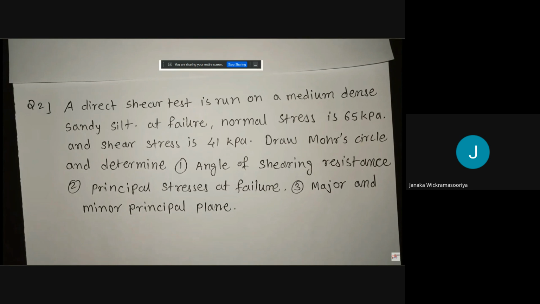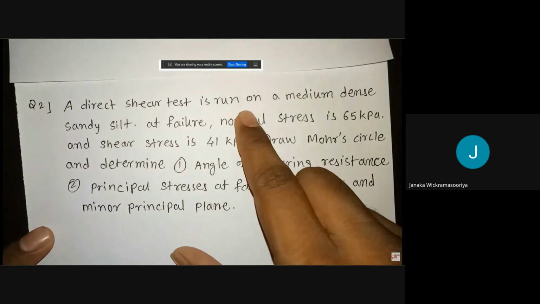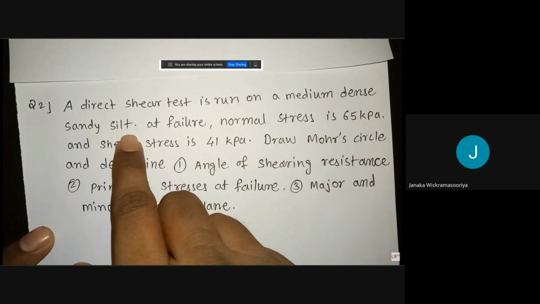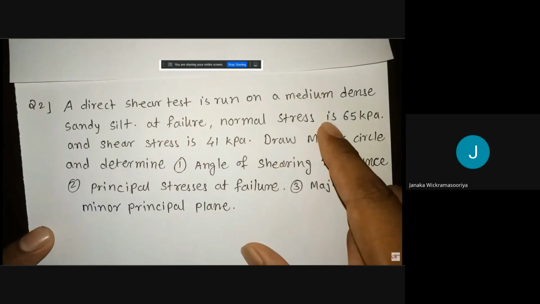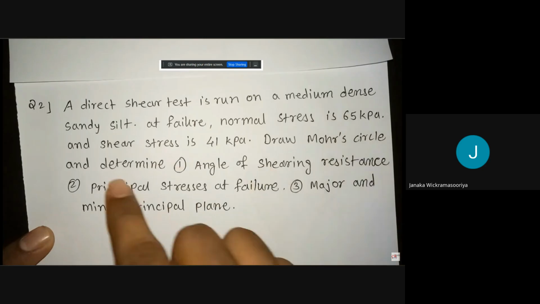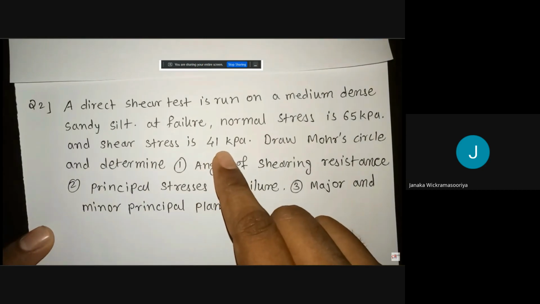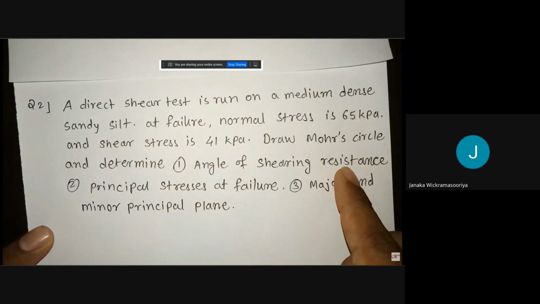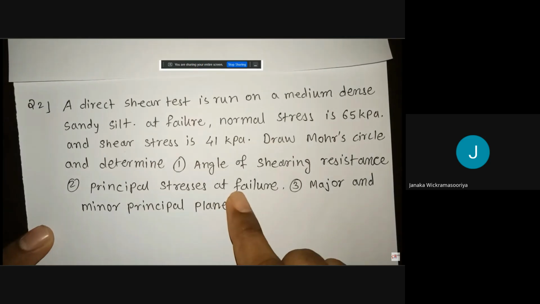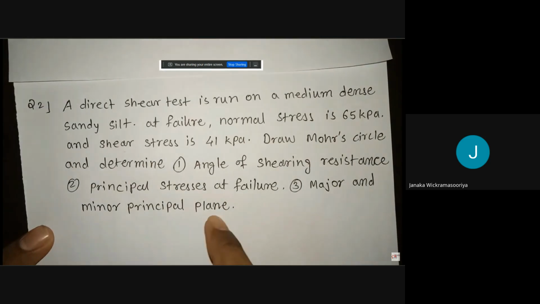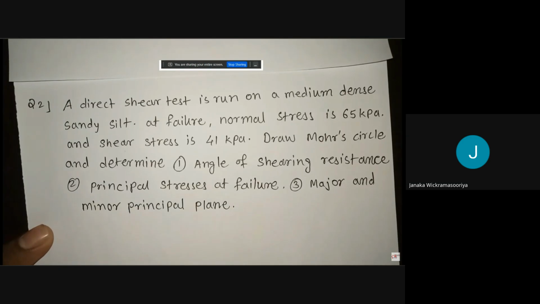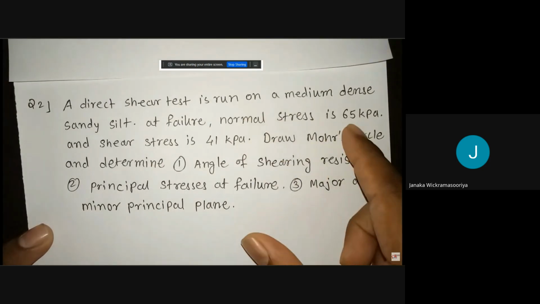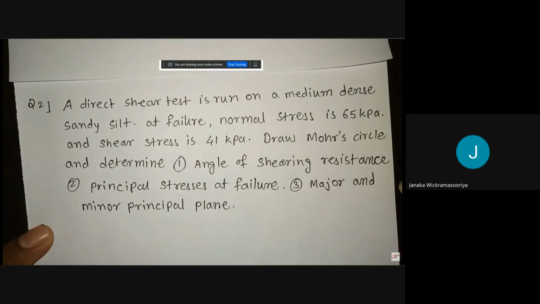Second numerical related to the Mohr circle. A direct shear test is run on a medium dense sandy silt. At failure, normal stress is 65 kPa and shear stress is 41 kPa. Draw the Mohr circle and determine the angle of shearing resistance, principal stresses at failure, and major and minor principal planes. Here the type of soil is sandy silt, and at failure normal stress is 65 and shear stress is 41.